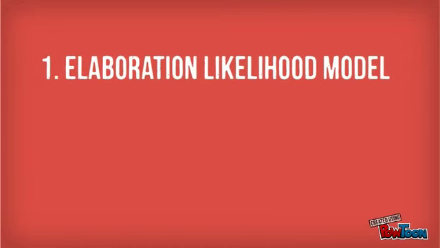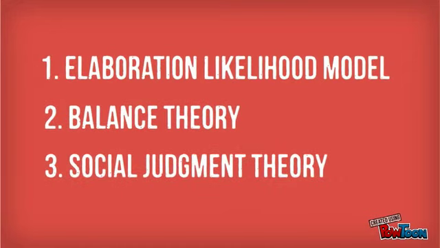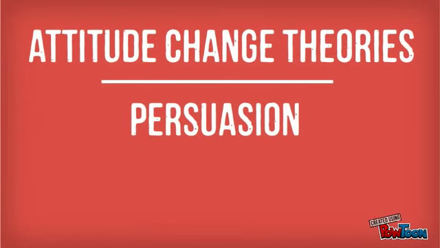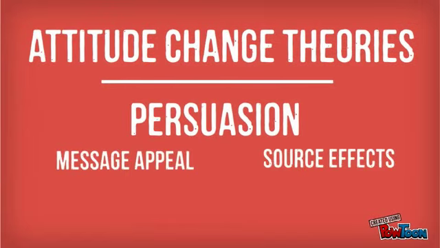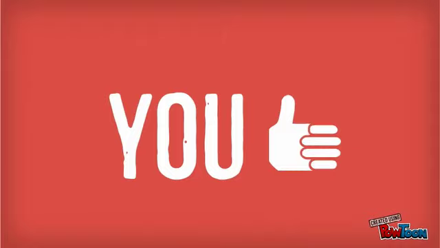We've now looked at 3 theories on attitude change: the elaboration likelihood model, the balance theory, and social judgment theory. We've seen that in order to effectively change people's attitudes, certain messages and source effects must be put into action. And most importantly, the principles we use to market products and businesses can also be used to change people's attitudes about you.